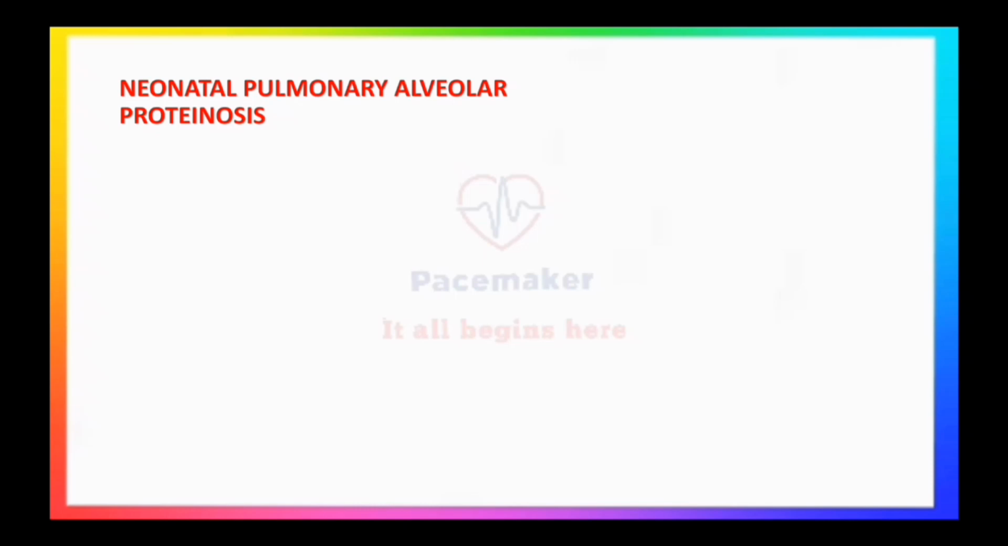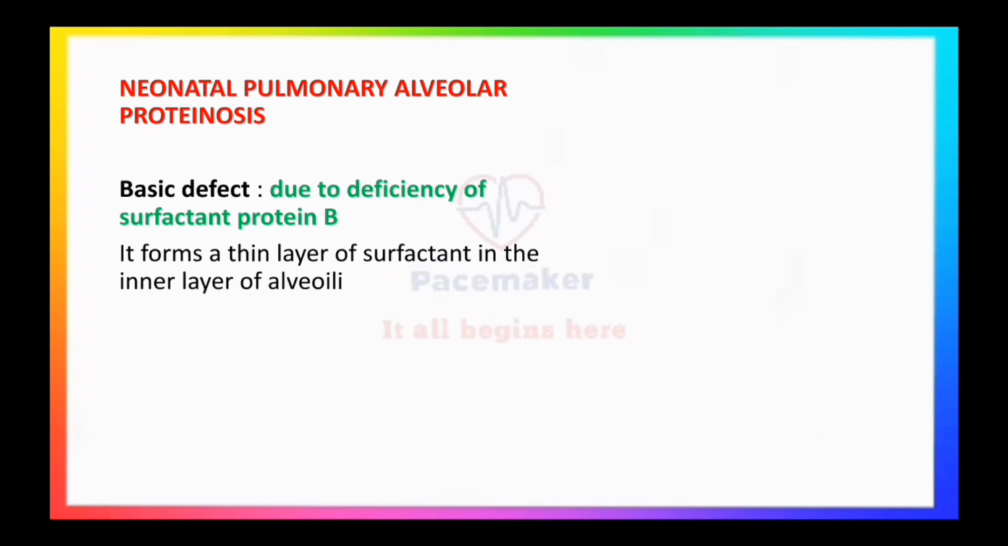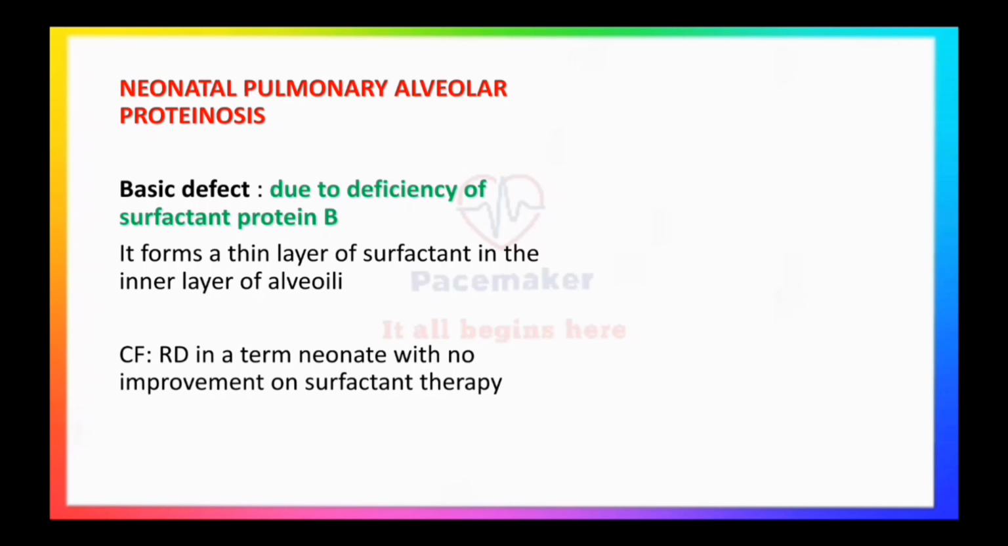This is also one of the most important conditions which presents with respiratory distress in a newborn, and the basic defect here is the deficiency of surfactant protein B. So what does surfactant protein B actually do in the lungs? It forms the thin layer of surfactant in the inner layer of the alveoli, thereby preventing the alveoli from collapsing during expiration.